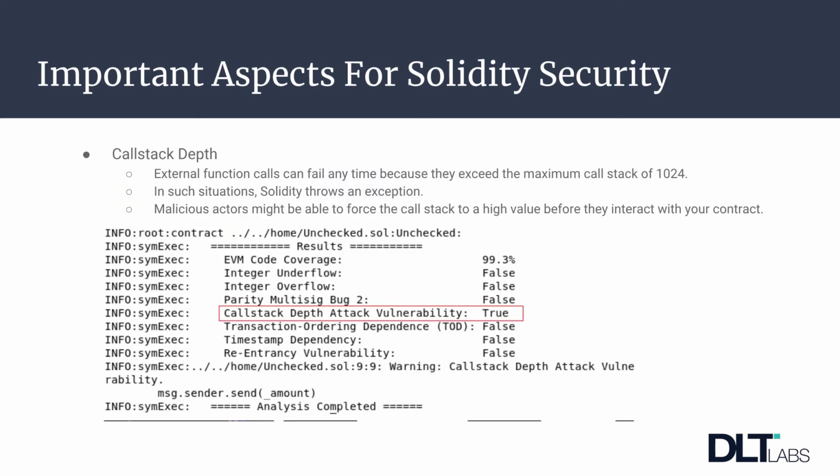Another pitfall in the list is call stack depth. External function calls can fail at any time because they exceed the maximum call stack of 1024. In such situations, Solidity throws an exception. A malicious actor might be able to force the call stack to a high value before they interact with your contract. Note that the send function does not throw an exception if the call stack is depleted, but rather returns false in that case. The low-level functions like call, callcode, delegatecall, and staticcall behave in the same manner.